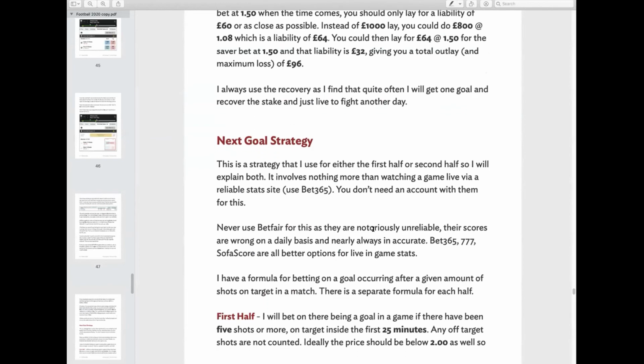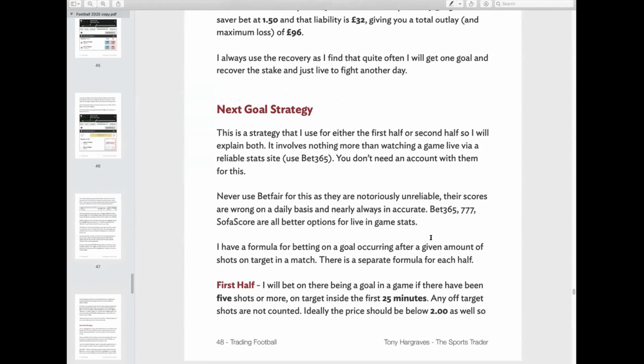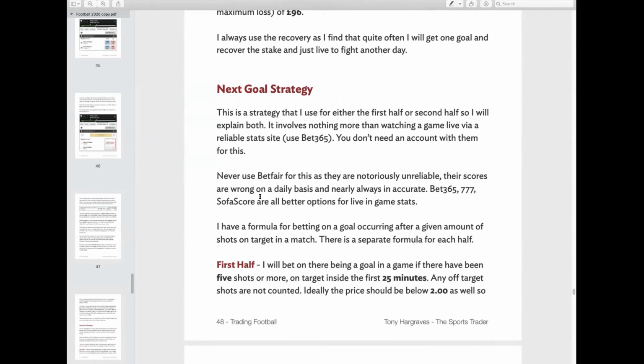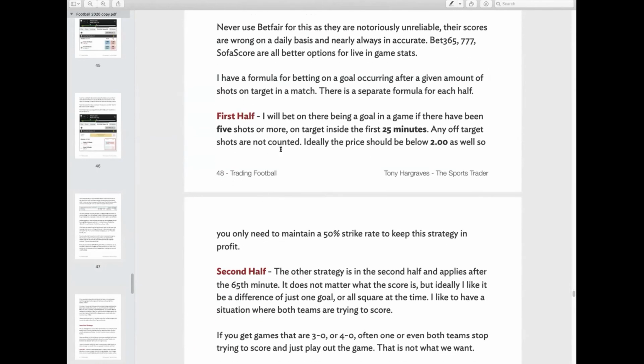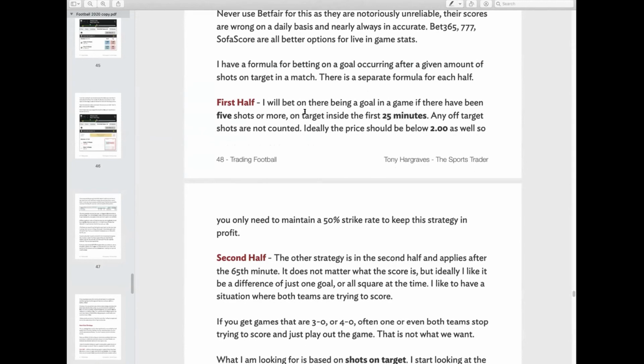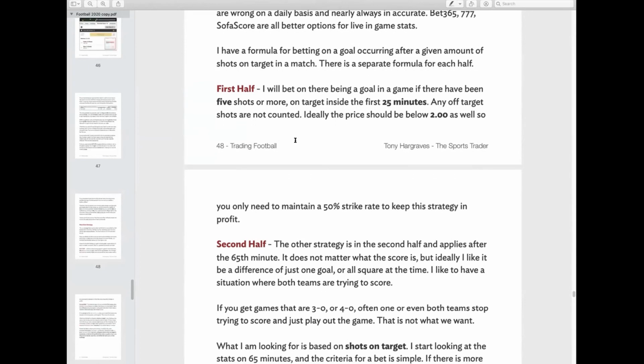I also like the next goal strategy. This is a strategy I use for either first half or second half. So I'll explain both. I'll go through them in the book with you. For the first half, I'm looking at there being a goal if there's been 5 shots or more. I'll show you this when we open up the Bet365 in a minute. But this is my formula for betting on a goal after a given amount of time.